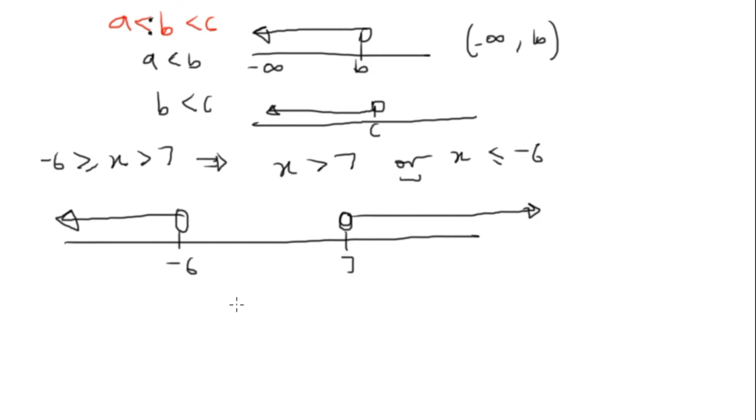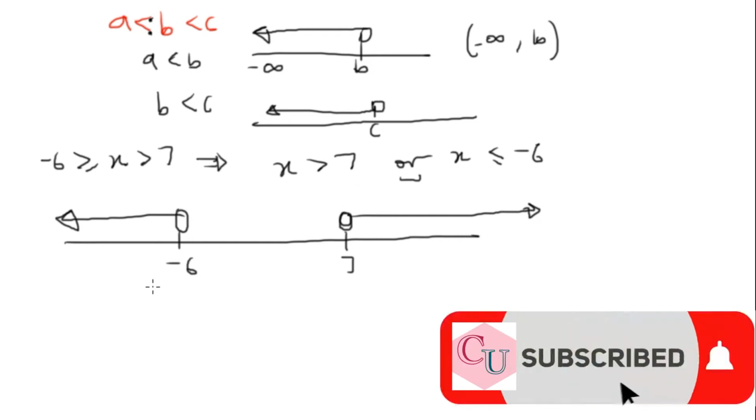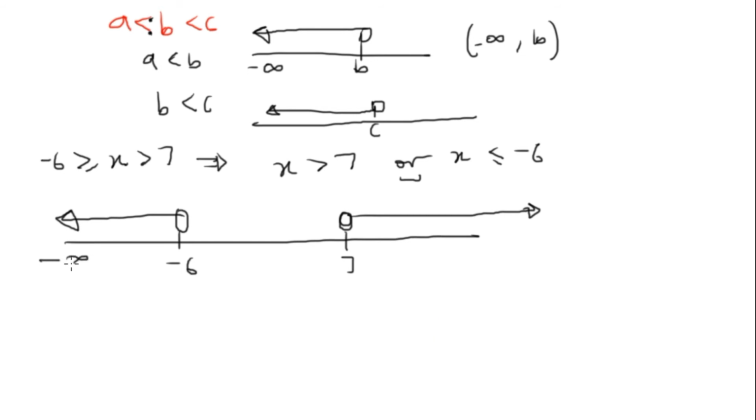Okay, let's represent this with the interval notation. Notice that this is the negative infinity and then this is the positive infinity. So in order to represent this, that's supposed to be minus infinity comma minus 6. Anytime I have infinity, I make use of the parentheses.